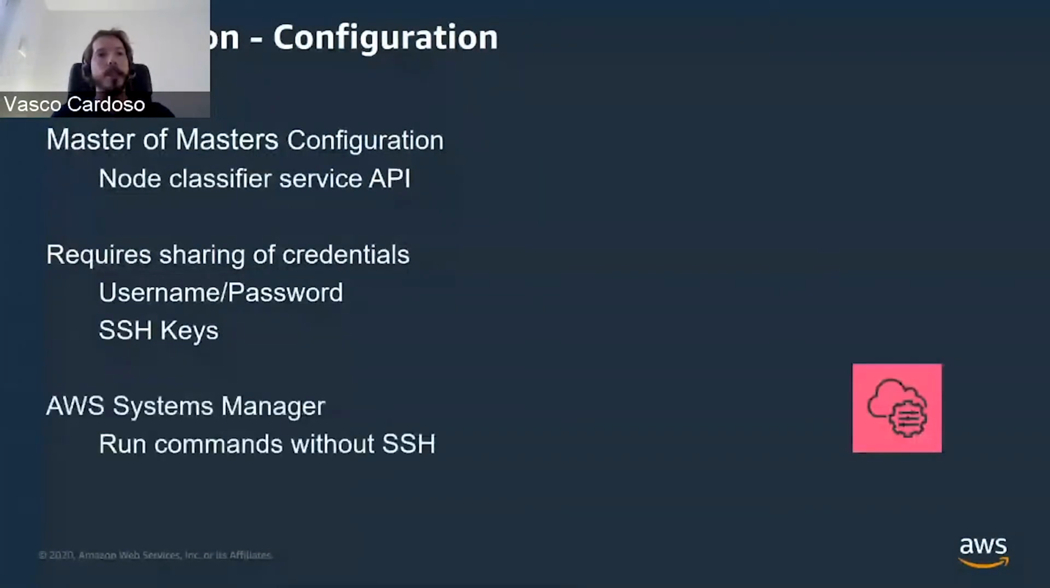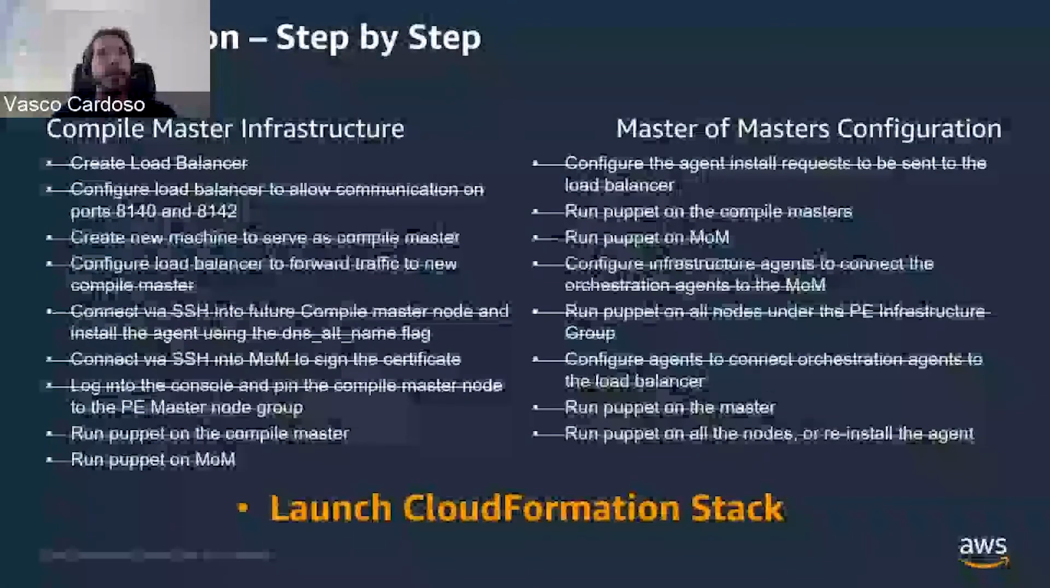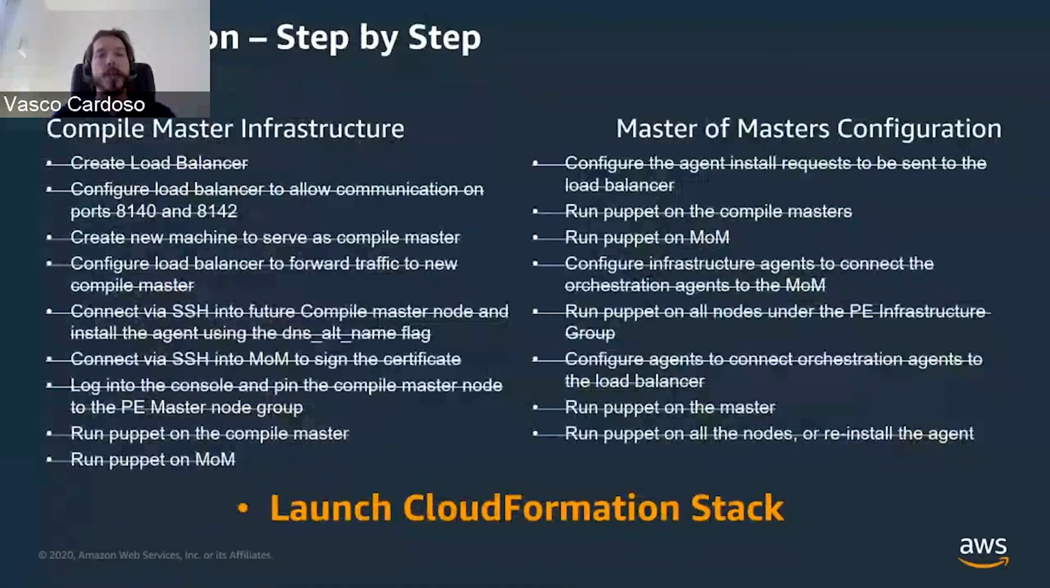That's where AWS Systems Manager comes in. An AWS service with a functionality that allows you to run commands on a machine, either on AWS or even on-prem, without the need for SSH. So looking again at our step-by-step, here we can now cross off everything. We don't have to connect to anything, and we can have everything up. What you really need to do is to launch the CloudFormation stack and have everything be done automatically.